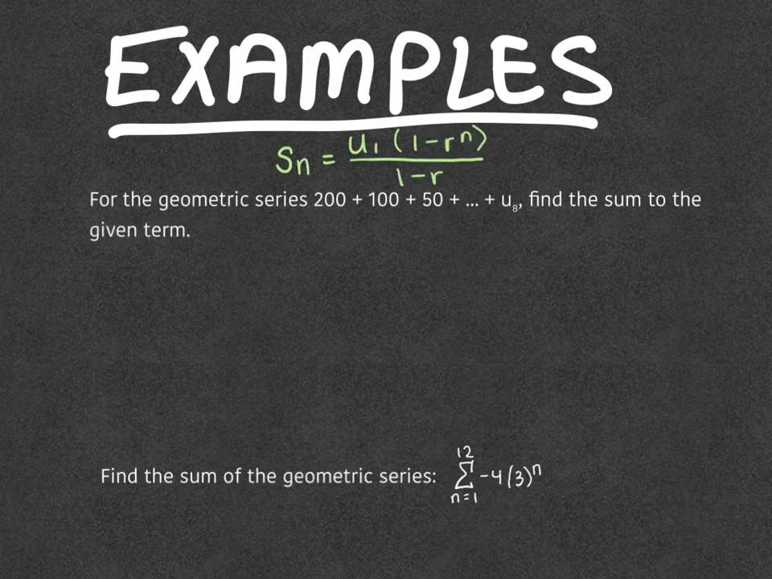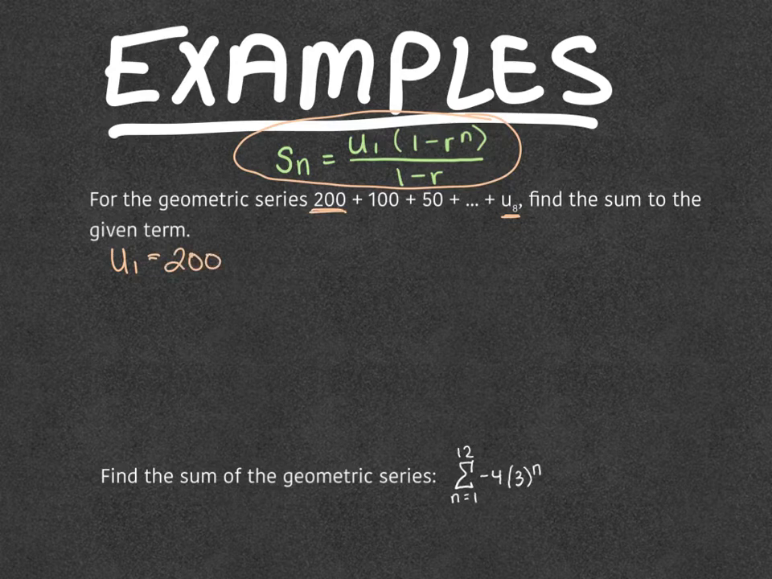So let's do a couple of examples. I have the formula up here for us to refer to as we go through them. So for the geometric series, and it goes to the 8th term, we want to find the sum. So our u1 is just our first term, which is given as 200. We're going to need to find r. So just like with sequences, to find r, we do that by taking our second term divided by our first term. So that comes out to 1/2. And then n, as I said before, we're going to the 8th term, so n is going to be 8.